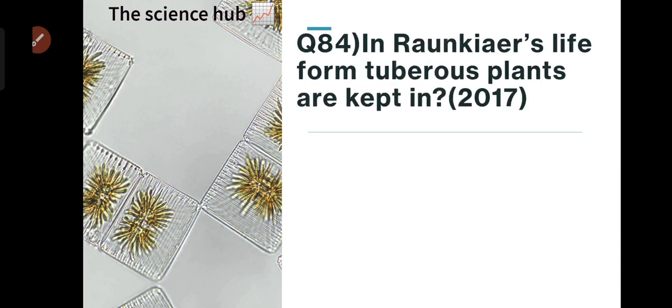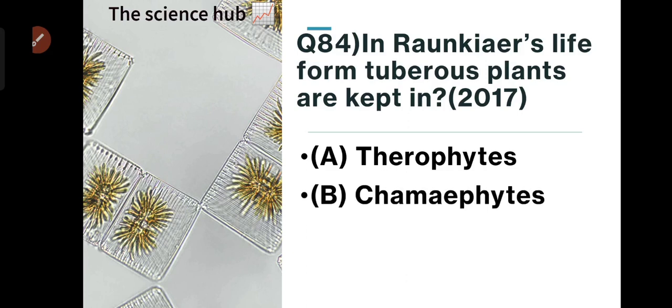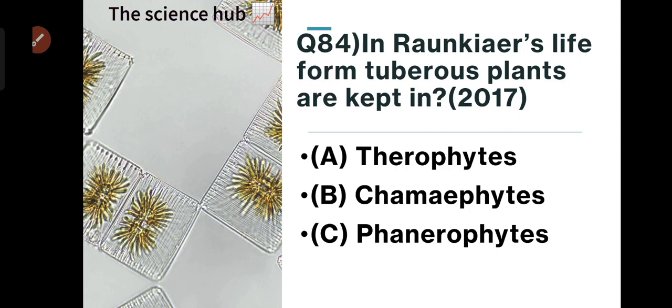Here our next question is: in Raunkiaer's life forms, tuberous plants are kept in. Again we have four options and we have to find out the correct answer. Here our first option is therophytes, second one is chamaephytes, third one is phanerophytes and fourth one is cryptophytes.